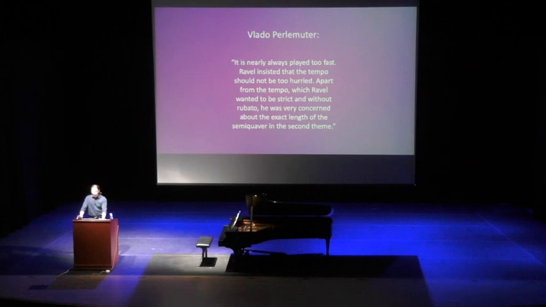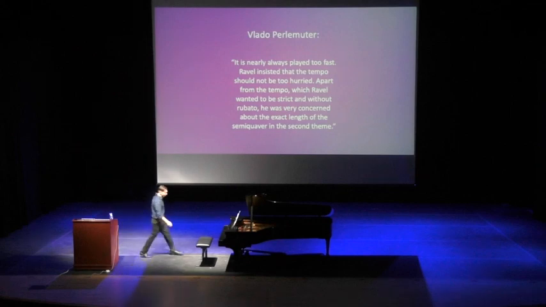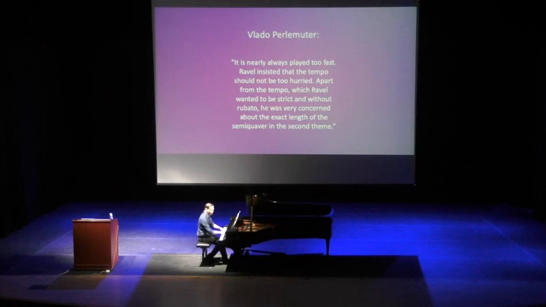Ravel insisted that the tempo should not be too hurried, and apart from the tempo, which Ravel wanted to be strict and without rubato, he was very concerned about the exact length of the semiquaver in the second theme, which I'll show you what he's talking about real quick. That note right there. So if I were to play this passage metronomically, really steadily in time, it would sound like this.